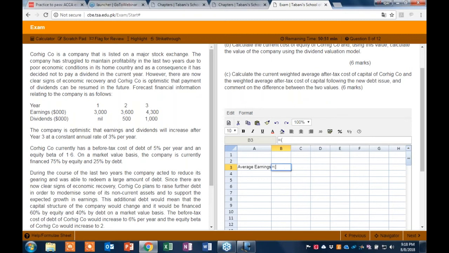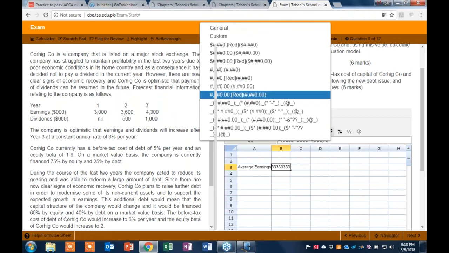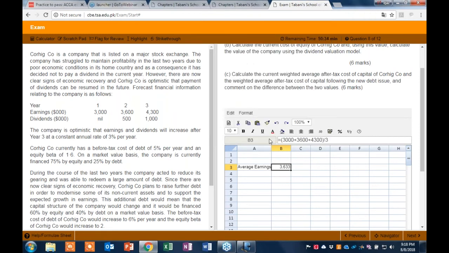So the average earnings of this company expected in the future will be 3,000 plus 3,600 plus 4,300 divided by 3. So the average earnings are 3,633 and the figures will be in thousands.